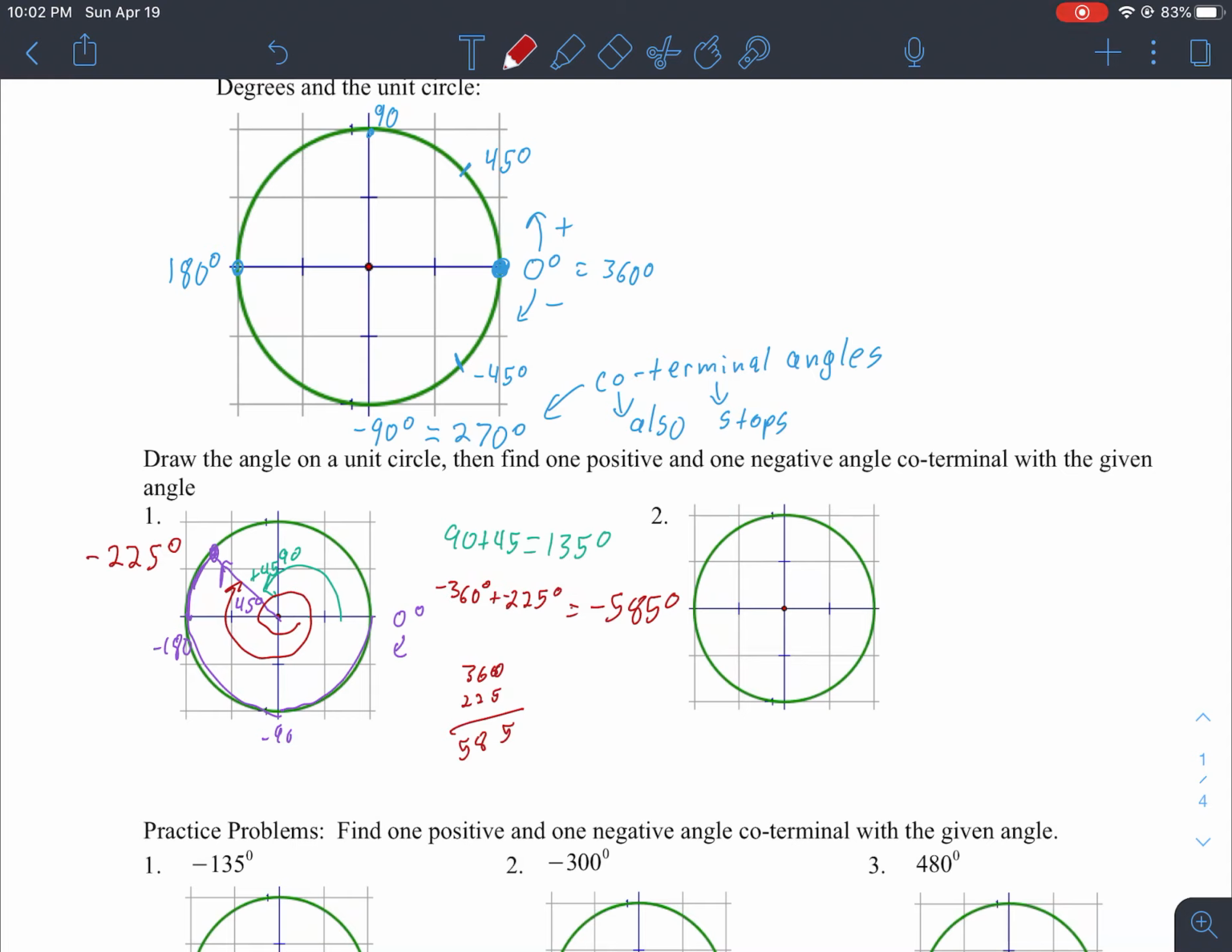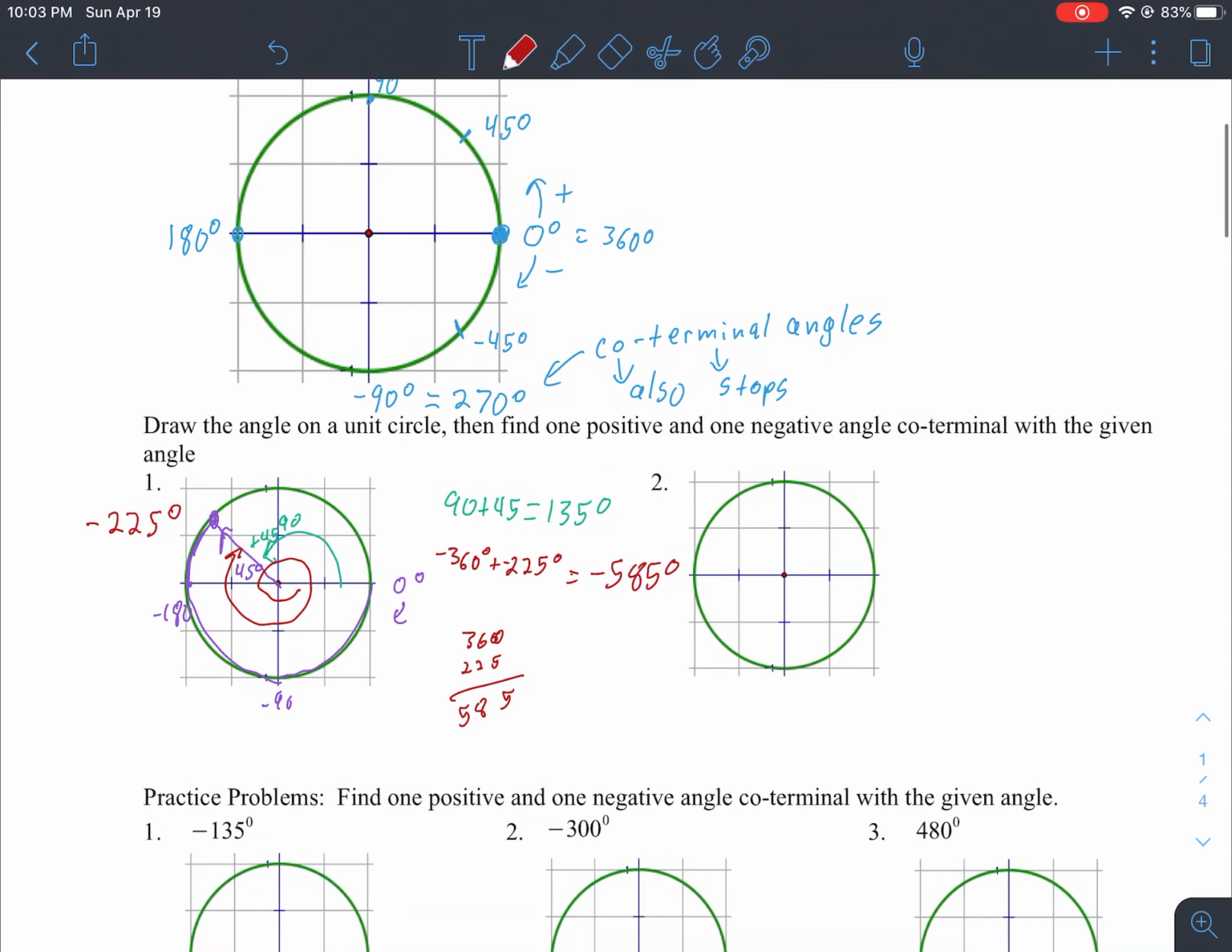Okay, let's try one more. Let's make up a good problem. How about 405 degrees. Let's try to figure out where that is and what else stops there. Okay, this is 0. That's the positive direction. So all the way around is 360.